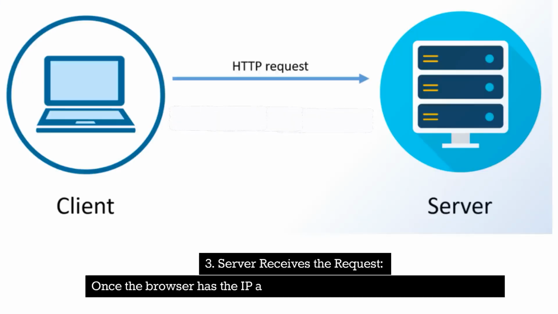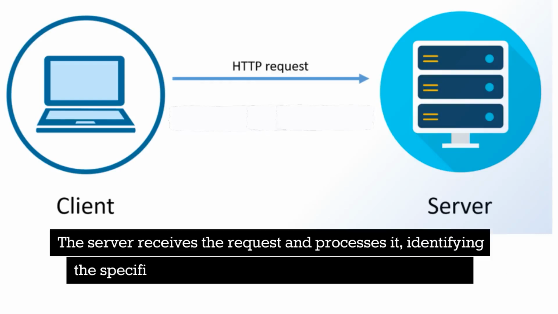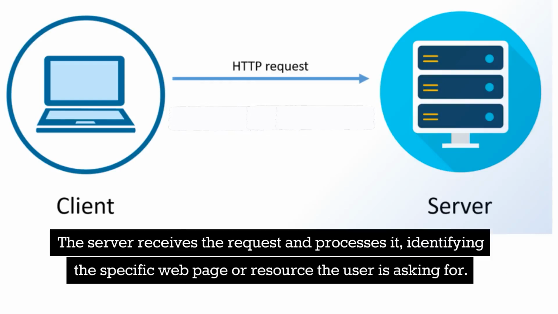Now, after the DNS lookup, the next step is when the server receives the request. So once the browser has the IP address, it sends the request to the server. The server receives the request and processes it, identifying the specific web page or resource the user is asking for.